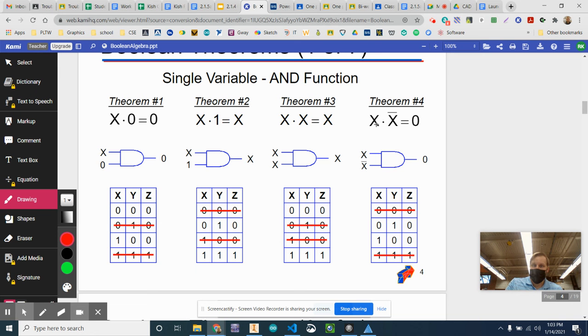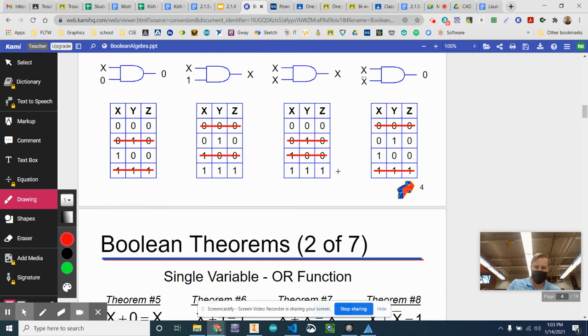Theorem 4 here, again, this one makes sense. It can only ever be a 0, because if one input is x and one is not x, it's the same input, so they can't be both things at the same time. It's got to be one or the other, and therefore that gate would never pass.